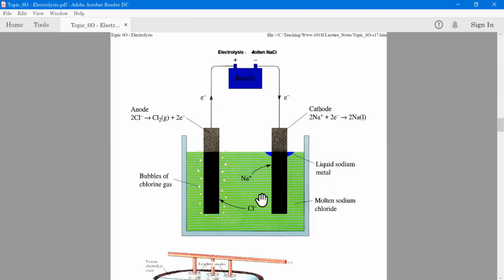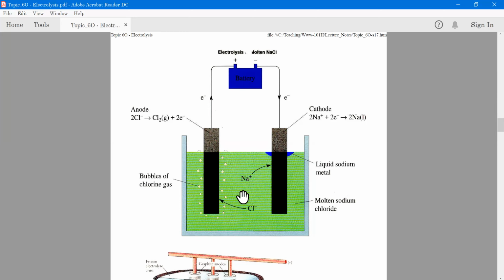So there is no water to be involved, which means you can't produce either oxygen or hydrogen, but only the reactants that are available. In this case, the reaction that occurs, again, as in the previous case with the sodium chloride solution, is just chloride going to chlorine.